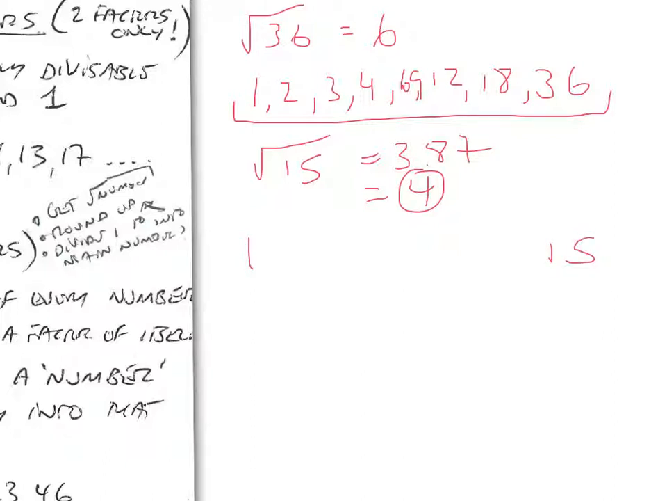2 into 15 doesn't go evenly. 3 into 15 goes 5 times. 4 into 15 doesn't go evenly. And we know that we can stop checking once we've tried 1, 2, 3 and 4 into 15. And these are the factors of 15: 1, 3, 5 and 15.